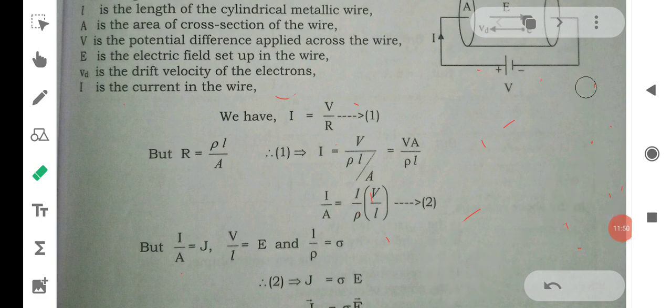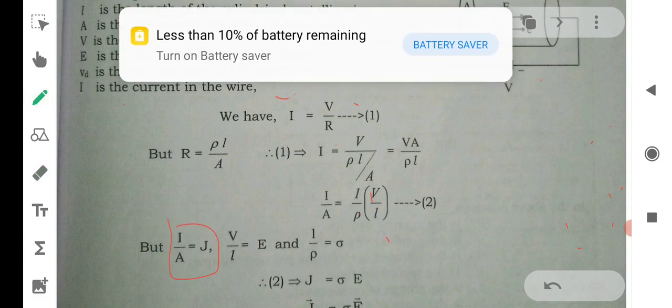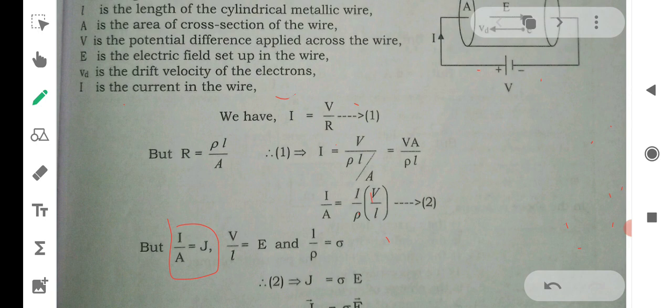This is equation 2. Now, current density means current per unit area, and electric field E means potential difference per unit length. And 1 by rho, the reciprocal of resistivity, gives the conductivity.